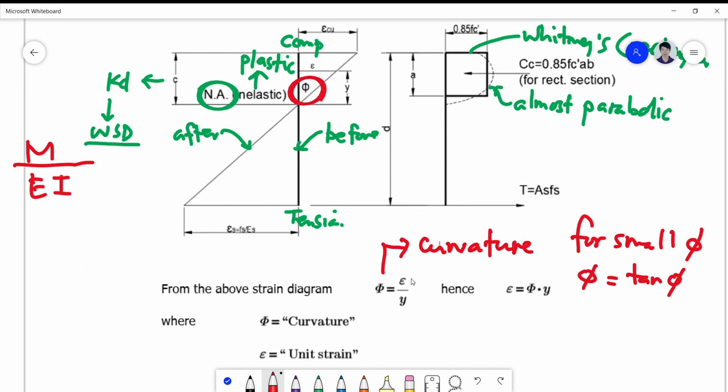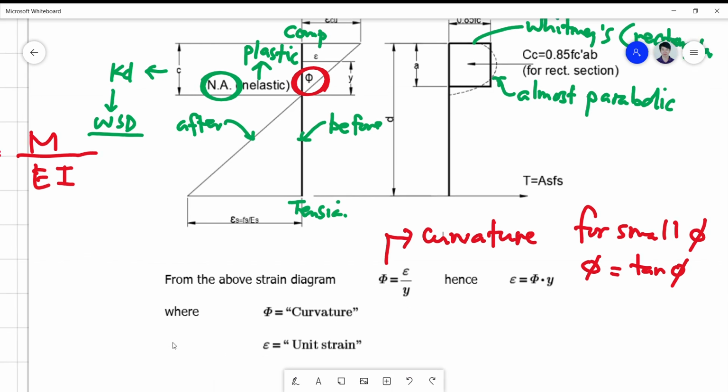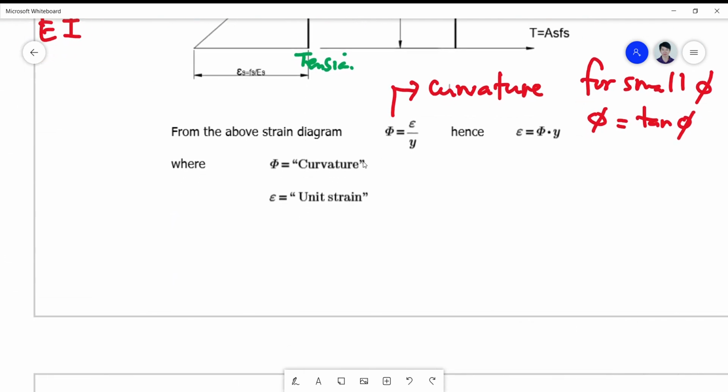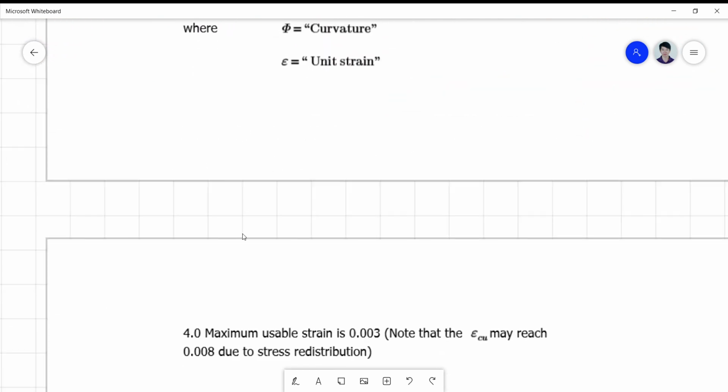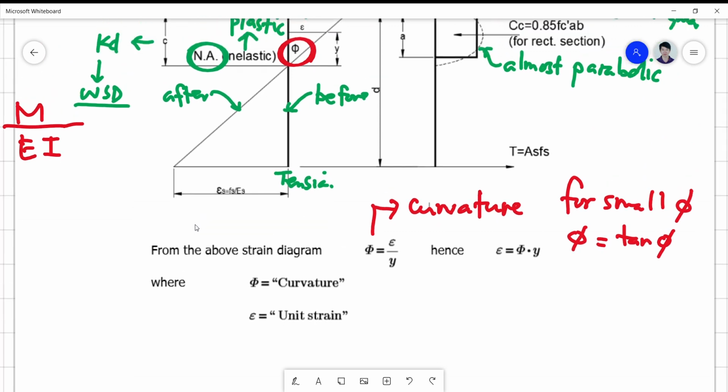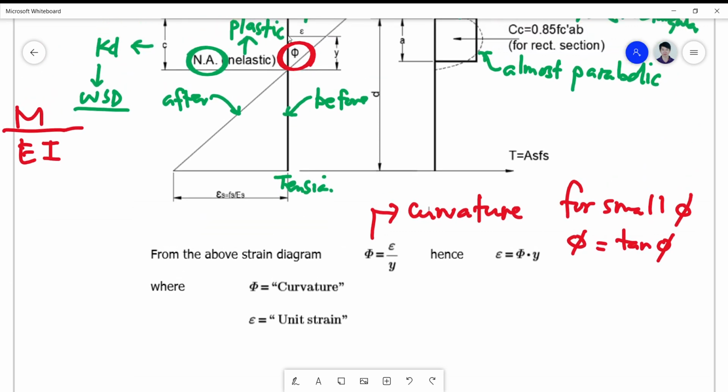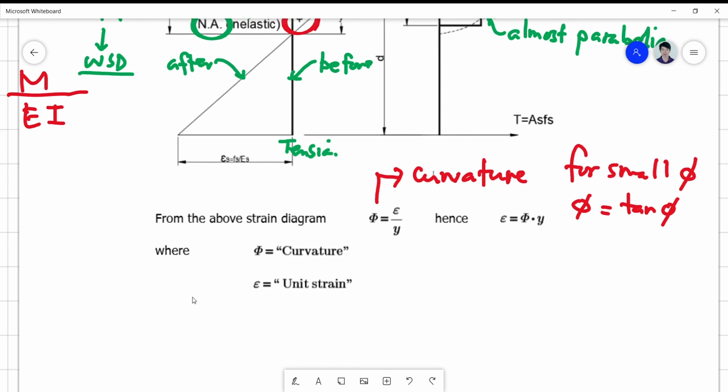And if we take note of the strain in terms of the curvature, it's simply the product of phi times y, where phi is the curvature and epsilon is the unit strain. And of course, y is the distance from the neutral axis to the strain fiber in question. So if the fiber is at this point, then your y is always measured from the neutral axis.